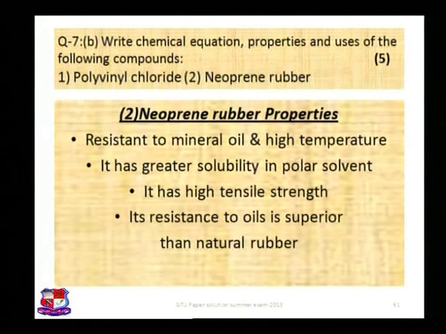We can see here the neoprene rubber properties. It is resistant to mineral oil and high temperature. It has greater solubility in polar solvents. It has high tensile strength. Its resistance to oil is superior to natural rubber. So these are the properties of neoprene rubber. This is an important property.